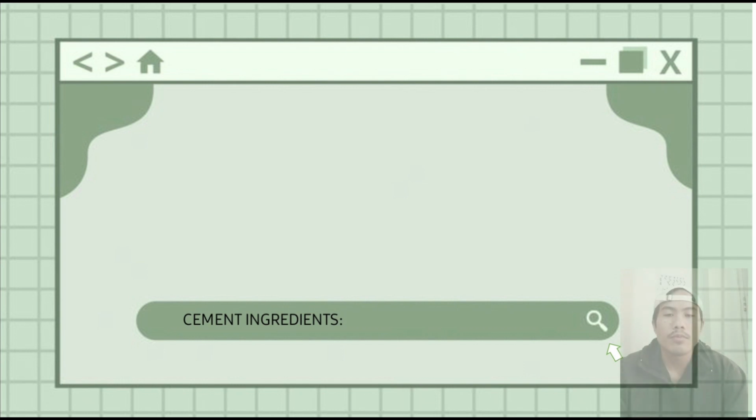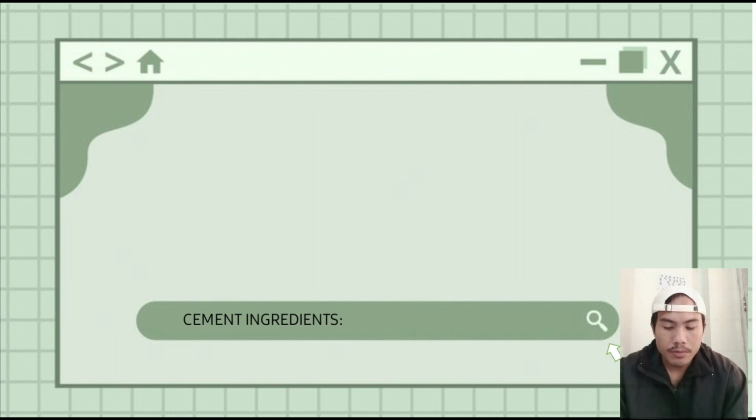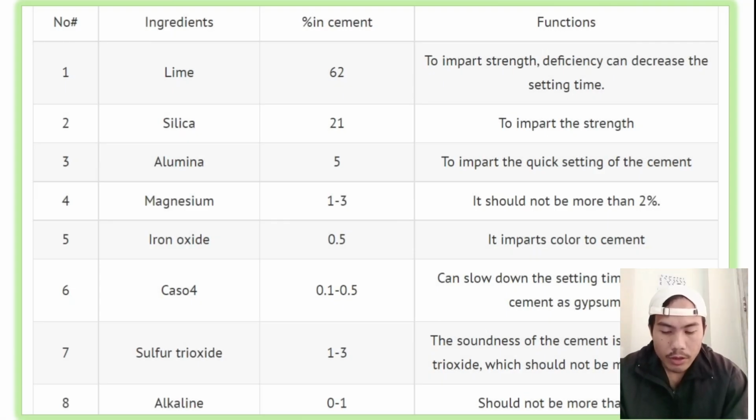Assalamualaikum, I am Aslam Pandaw, and let's move on to cement ingredients. Cement ingredients, number 1, lime. Lime has 62% in cement. The function is to impart strength. The efficiency can decrease the setting time. So, it can decrease the setting time on the lime.